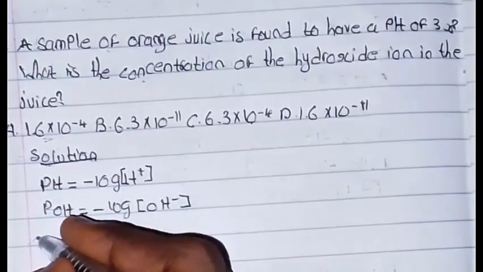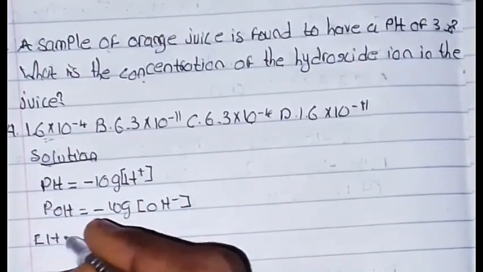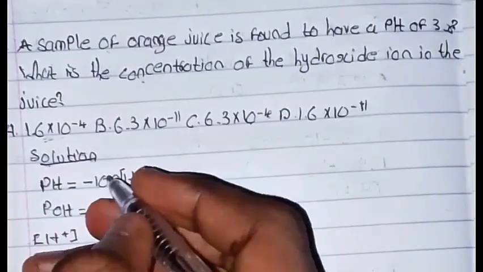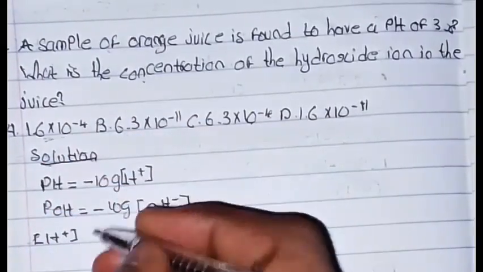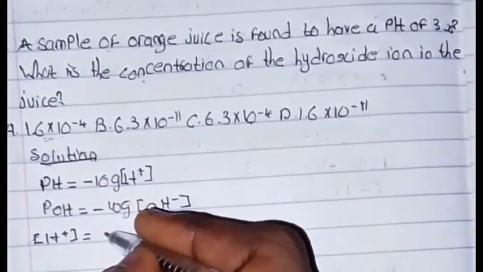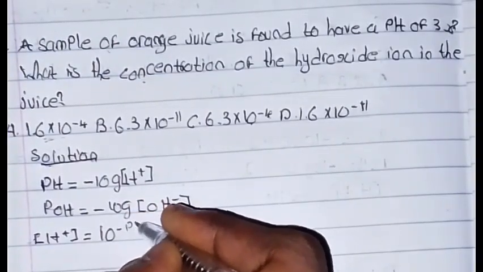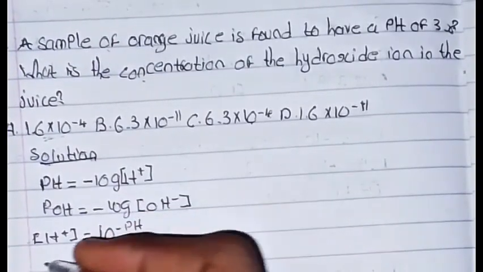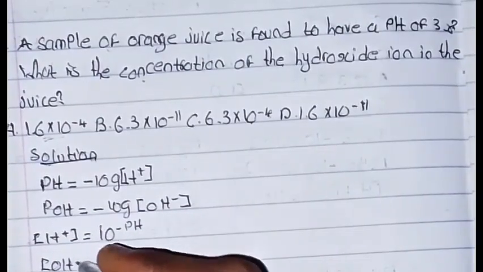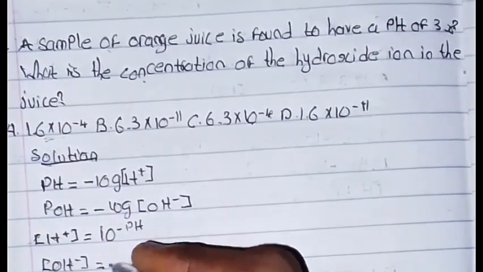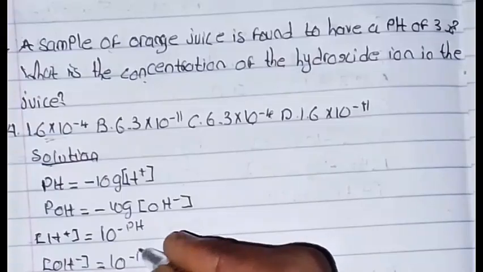And if I do that, I'll have that H plus, the inverse of log will give us what we call antilog. And antilog is just an exponential. So this is the same thing as 10 to the power of minus pH. Alright, minus pH. Same thing goes for OH minus. OH minus is 10 to the power of minus pOH.